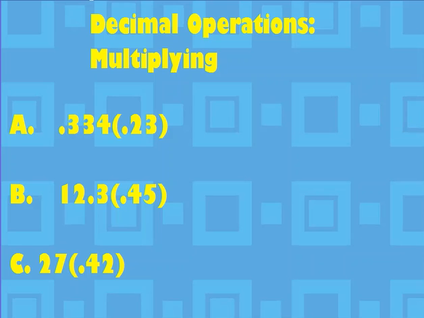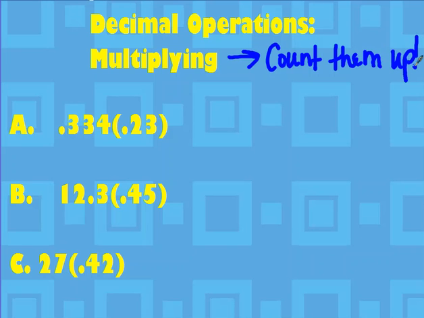So what we do with multiplying, you're going to see a lot of people say "count them up." That's kind of our phrase. We're going to do the multiplication like normal, and then we're going to count up the decimals in the answer. So for example, we have 334 thousandths times 23 hundredths. It's almost like we're multiplying 334 times 23. We're not going to worry about the decimals until the very end. So let's do some multiplication.